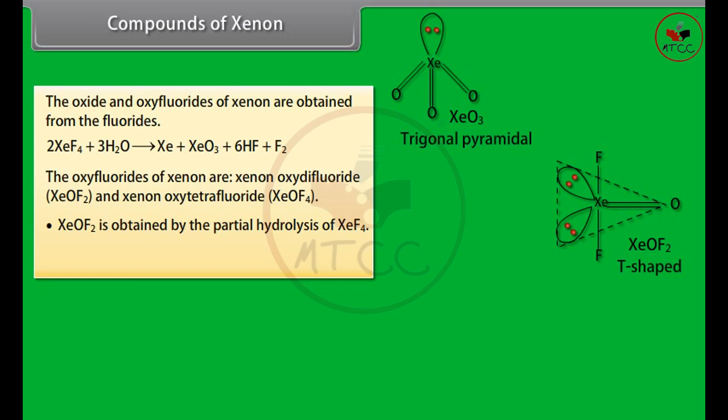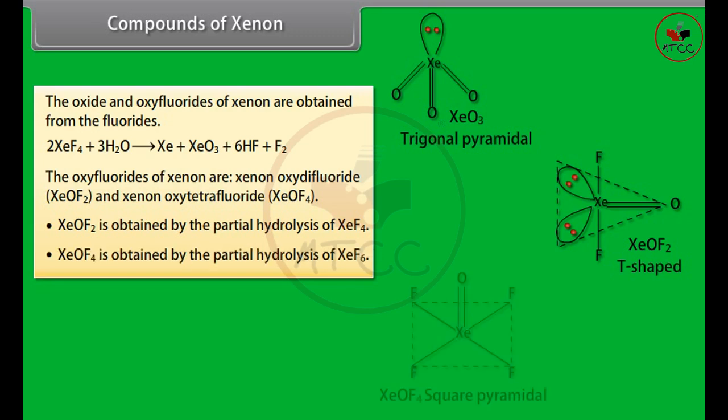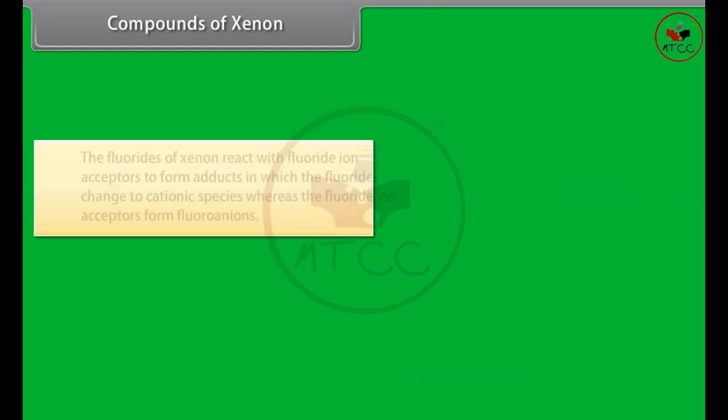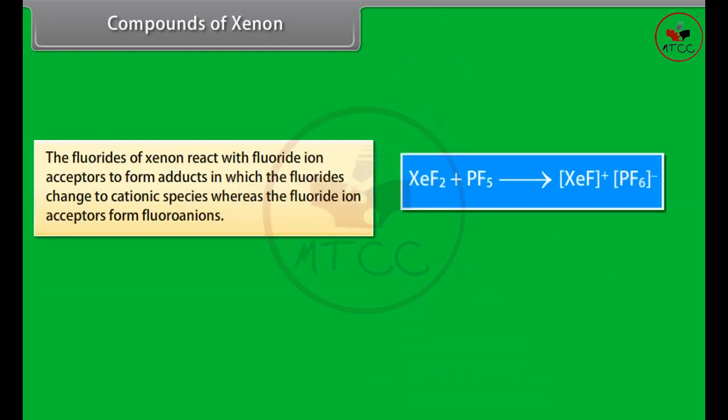XeOF2 is obtained by the partial hydrolysis of XeF4. XeOF4 is obtained by the partial hydrolysis of XeF6. The fluorides of xenon react with fluoride ion acceptors to form adducts in which the fluorides change to cationic species, whereas the fluoride ion acceptors form fluoroanions.